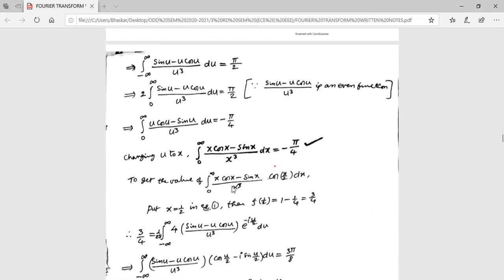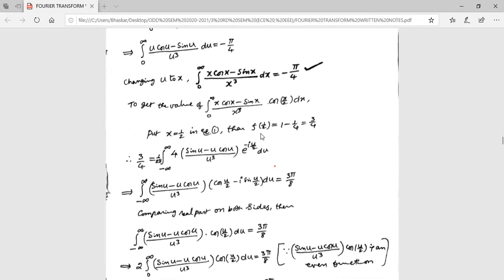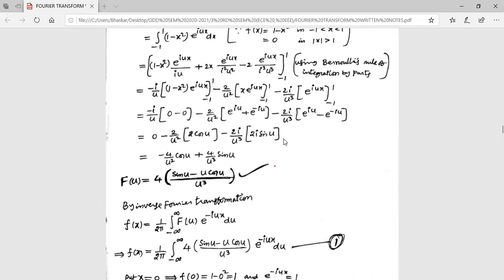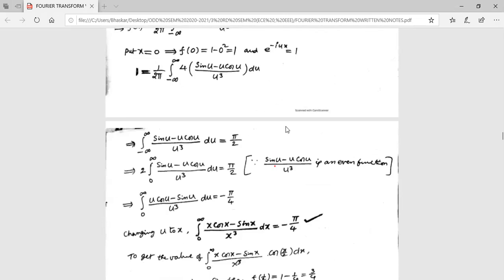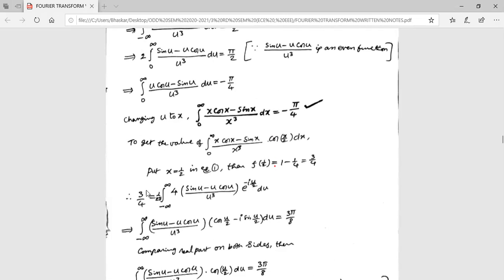What is the next value? For the next value, here also I am taking the same function, the previous function that I took. I am substituting x is equal to 1 by 2. F of 1 by 2 means, see the previous problem here. 1 by 2 becomes 1 minus 1 by 2 whole square, which becomes 3 by 4. Now substituting the values, the left hand side becomes 3 by 4.